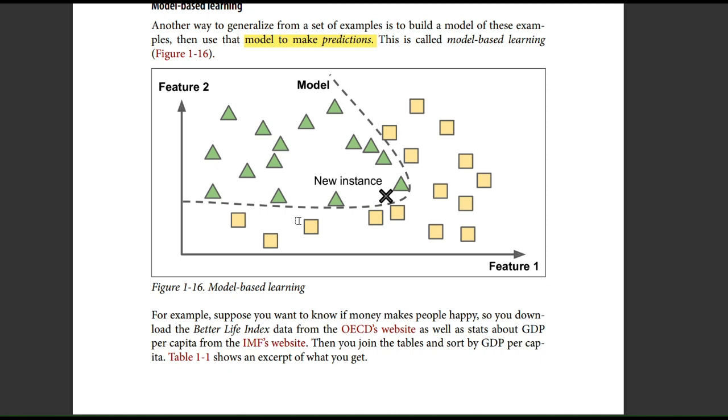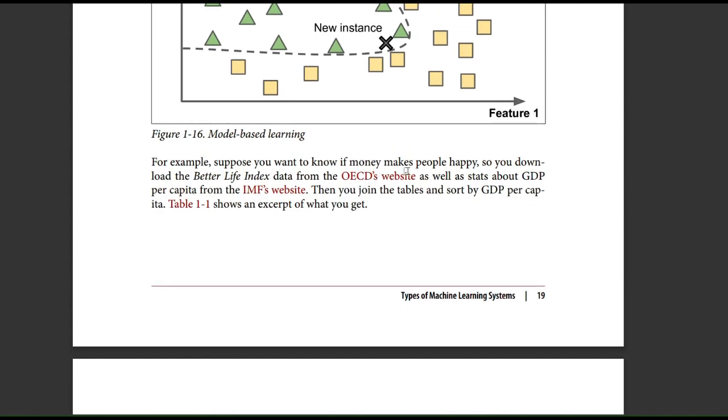Next is model-based learning. Another way to generalize from a set of examples is to build a model of these examples, then use that model to make predictions, which is just learning the features of all the already classified instances. Just take in the important features of the already classified, and then try to classify the new instances. This is called model-based learning, where it is generalizing.